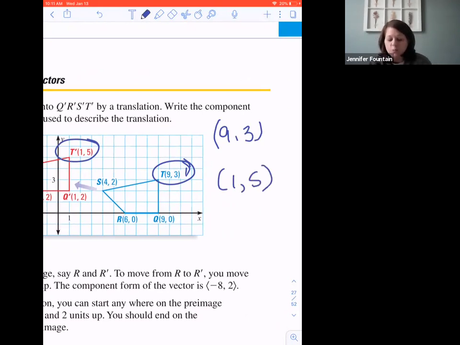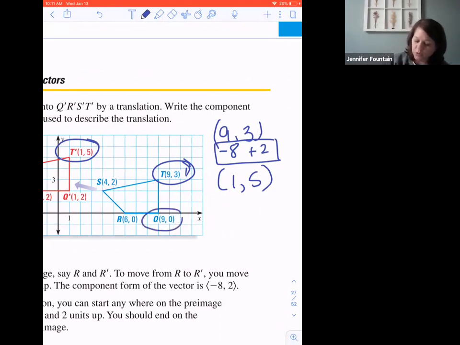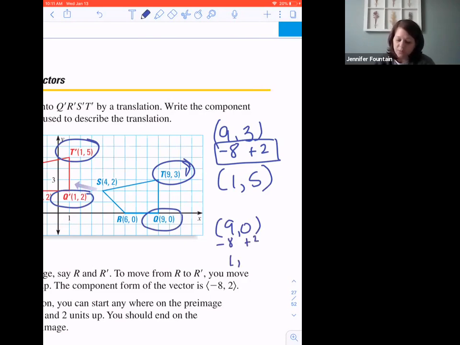So to get from 9 to 1, I subtracted 8. To get from 3 to 5, I added 2. So once I've done that, I'm going to look and see, is that correct? So I'm going to check my other points. So I'm going to look at Q and Q prime. So Q is 9, 0. If I subtract 8 from 9, I get 1. If I add 2 to 0, I've got 2. So that works for Q as well.